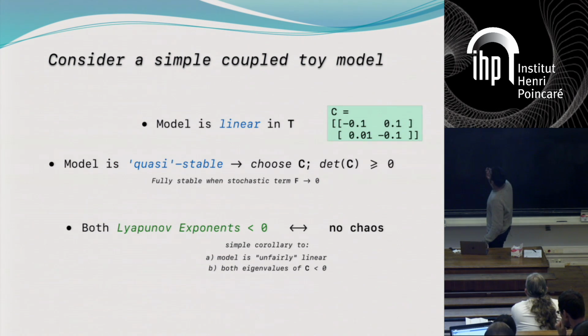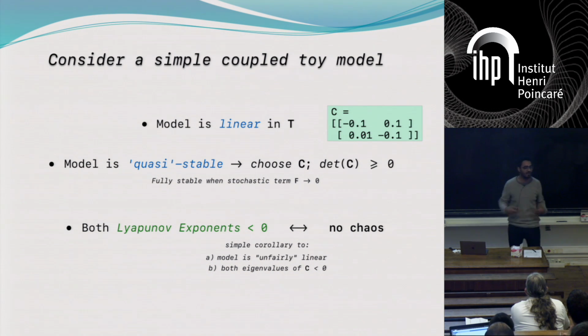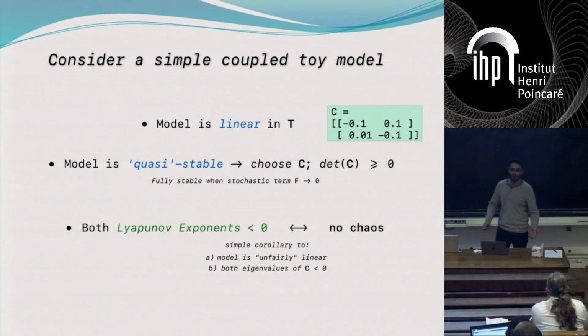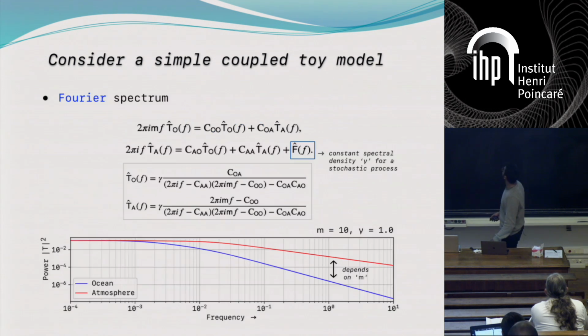So like I already said, the model is linear in T, and it's quasi-stable, which is to say that in the absence of the stochastic term, your final solution just tends to 0, but if the F term is actually not 0, then the system is kept alive by the stochastic forcing term at all times. If you calculate the LE in the limit when F goes to 0 of this model, you will easily find out both eigenvalues are negative when the matrix C is positive definite, which implies that both the LEs will also be negative, so the system is fully stable, no chaos, very simple system. So nothing very surprising here.